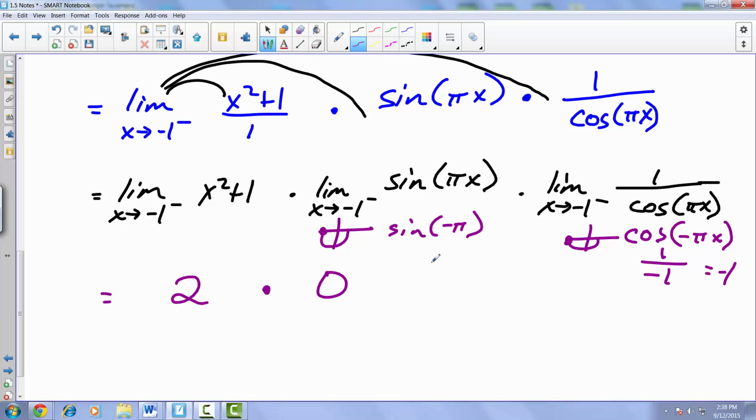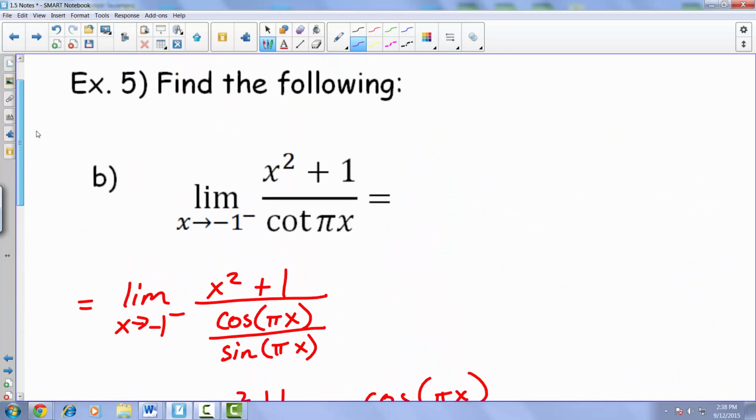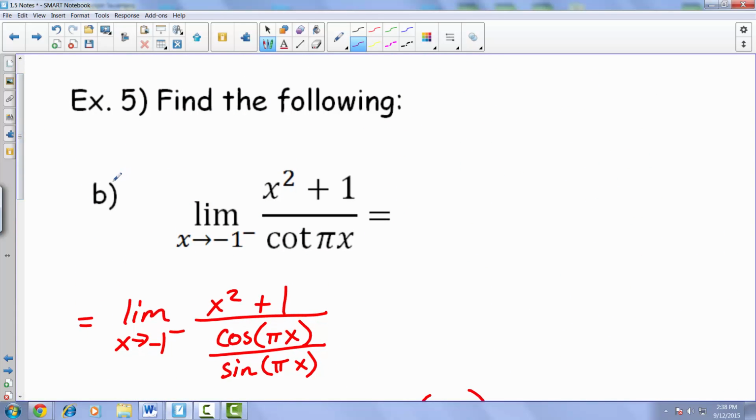So we're multiplying then this piece by -1. So this entire limit just came out to -1. So 2 times 0 times -1 just all comes out to be 0. So then that would be our limit for 5b. Again, that is example 5b from our 1.5 set of notes.